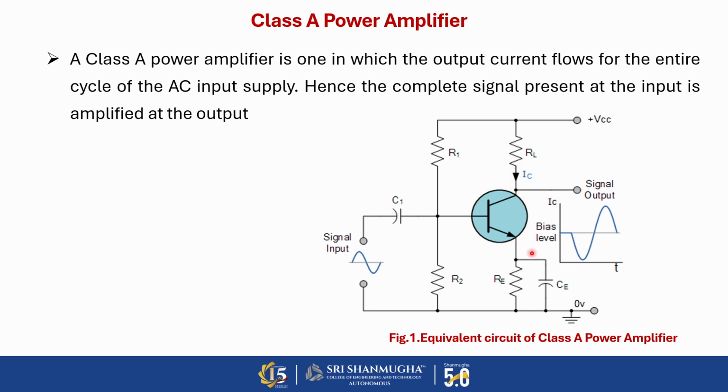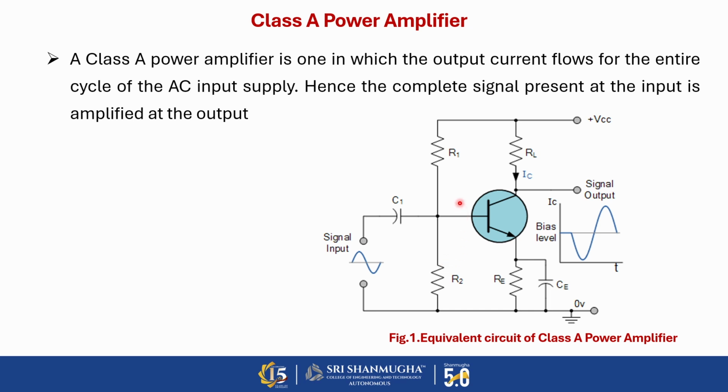And based on the requirements, we need to connect a resistor at the emitter terminal, or otherwise if not needed, we are going to ground the emitter terminal. So this is the equivalent circuit. RL is nothing but the load resistance, and R1 and R2 act as a potential divider.